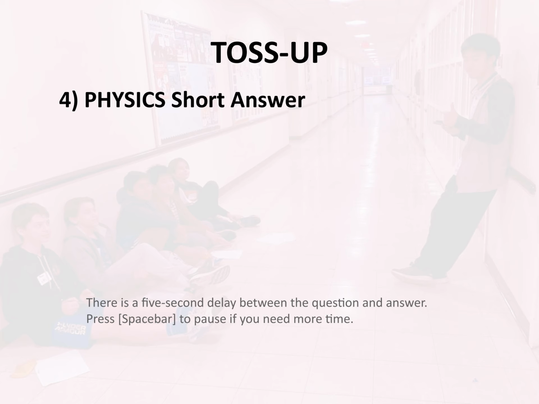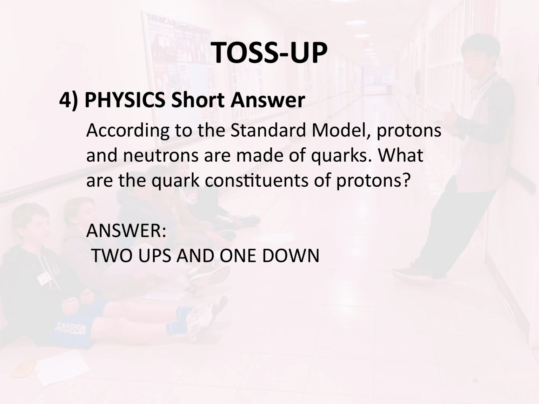Toss-up 4. Physics. Short answer. According to the Standard Model, protons and neutrons are made of quarks. What are the quark constituents of protons? Answer. 2 ups and 1 down.